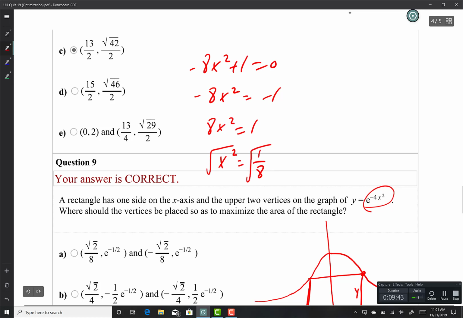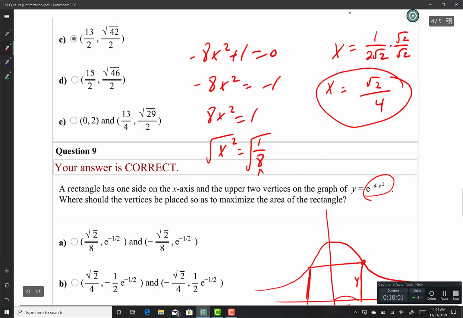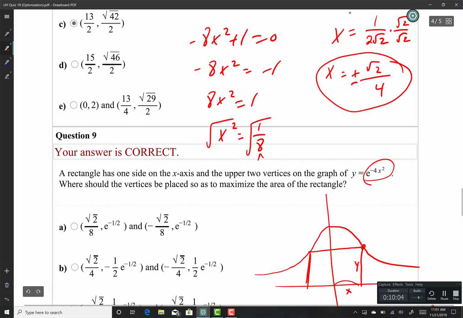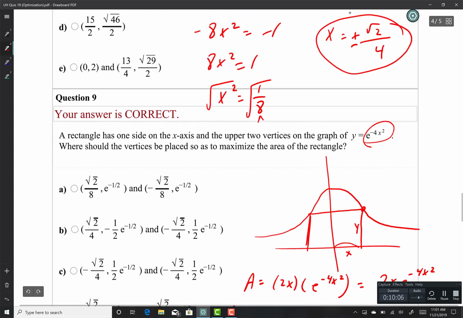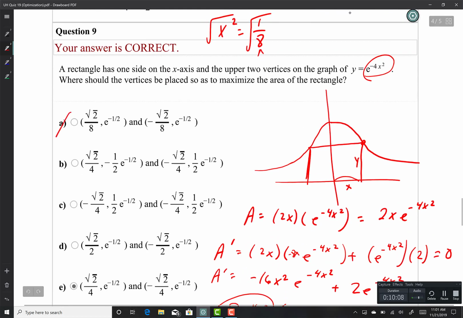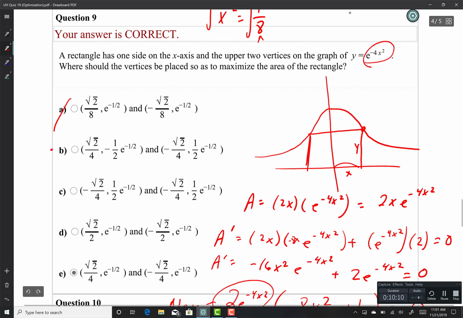Square root. x equals the square root of 1 is 1, but the square root of 8 is 2 square root of 2. And then I'll multiply by square root of 2 over square root of 2. x equals square root of 2 over 4. So there it is. This is the x value that will maximize my area, plus or minus. So I start looking for that. Square root of 2 over 4. Nope. Maybe. I see that both of them are negative. Can't have both negative. One's negative, one's positive.